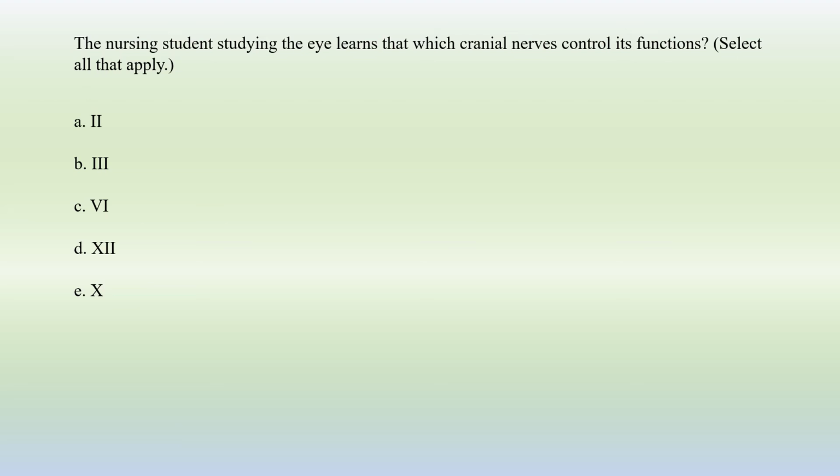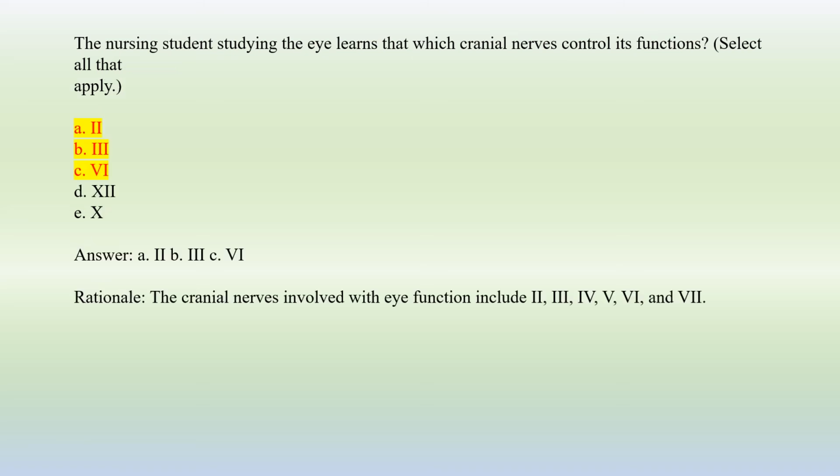The nursing student studying the eye learns that which cranial nerves control its functions. Select all that apply. A. Cranial nerve 2. B. Cranial nerve 3. C. Cranial nerve 6. D. Cranial nerve 12. E. Cranial nerve 10. Answer. A. Cranial nerve 2. B. Cranial nerve 3. C. Cranial nerve 6. Rationale. The cranial nerves involved with eye function include cranial nerves 2, 3, 4, 5, 6, and 7.